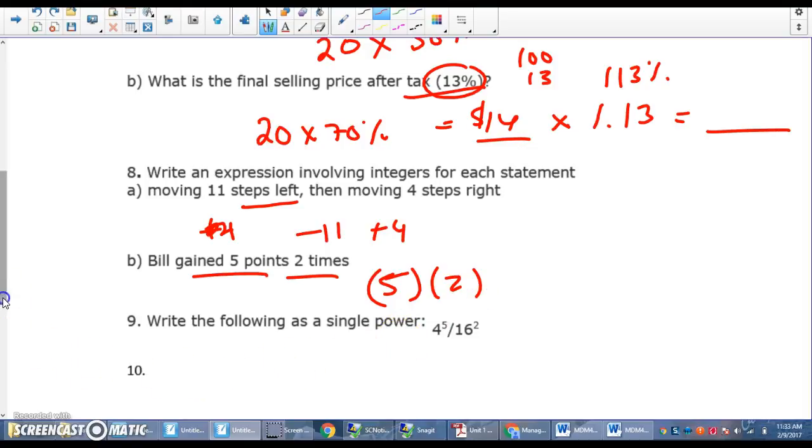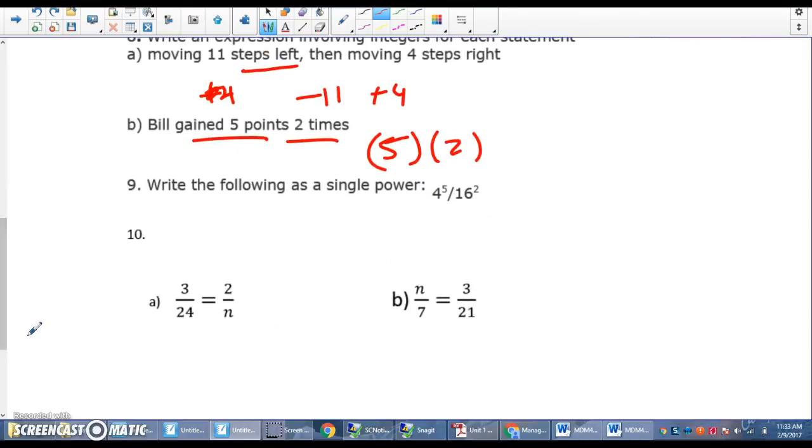The last thing I want to do is write the following as a single power. This is a tough question. Okay, so you can look at this if you want to. I'm not going to ask you a question like this on the test, but if we did it like this, I have 4 to the 5th, which is the same as 2 to the 10. This is really hard for you guys. So one way to look at it is 4 to the 5th is like this.